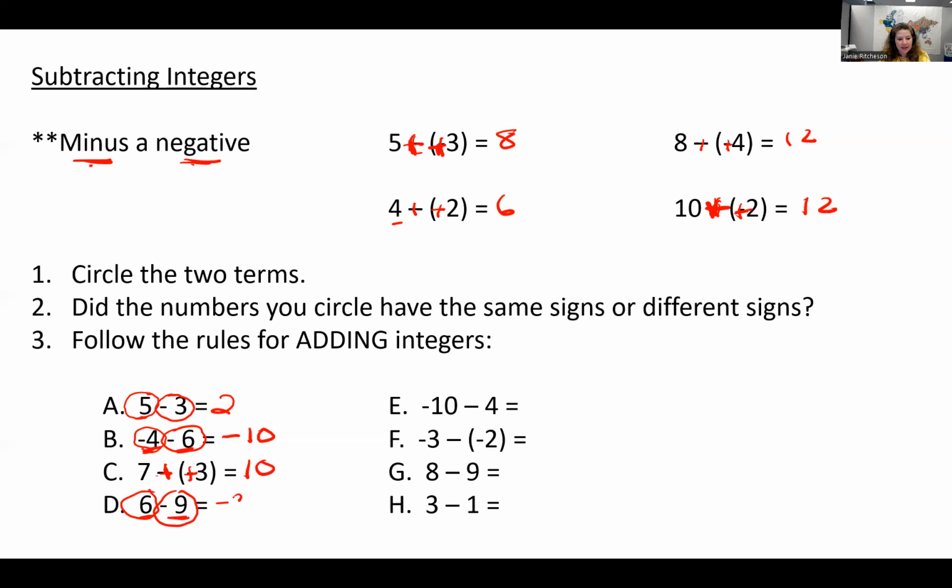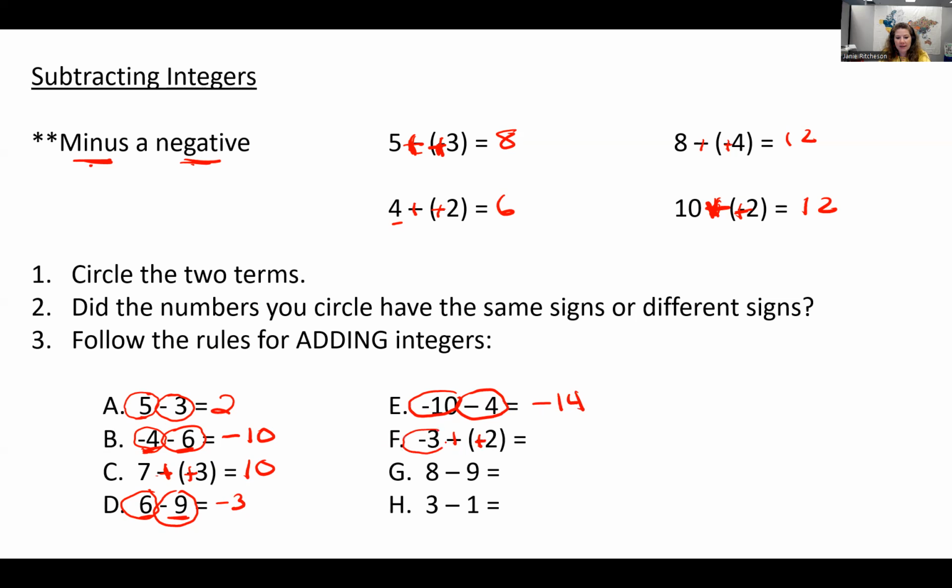So I subtract and get -3. Letter E, I have a -10 and a -4. Two negatives. I'm going to add and keep. Letter F, I see minus a negative, so I'm going to do bam, bam with my pencil.